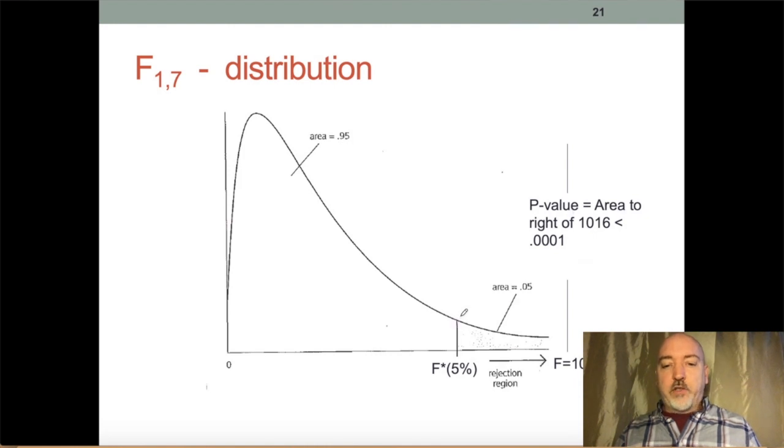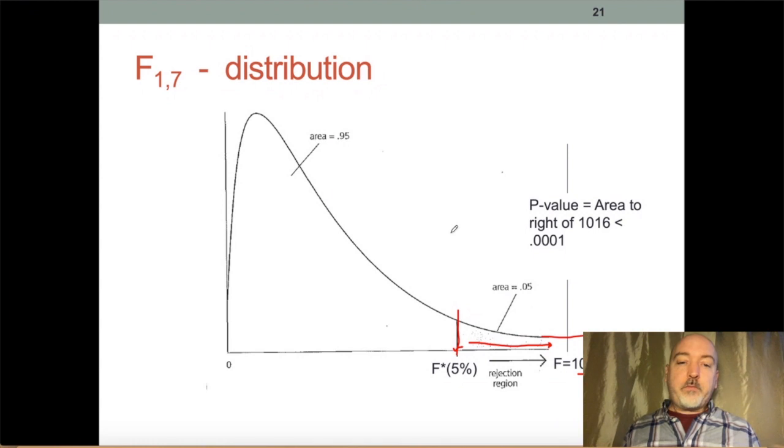So again, now we've got some numbers to plug in here. So this would be our critical value, the 5.59, and the 5% rejection region, right? To the right of that, well, we calculated our F, right, of 1,000. So we're way into the tail. We're way out here, well into that rejection region. Again, a strongly significant coefficient.